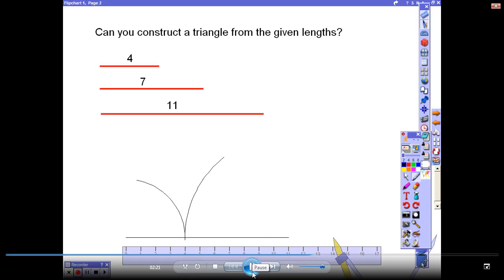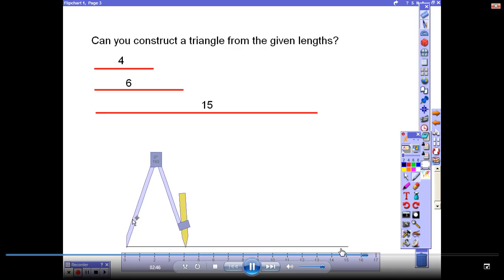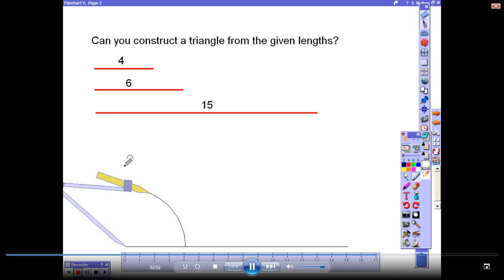Now, the last type of problem that I want to look at with you guys has these side lengths: 4, 6, and 15. Will those 3 side lengths form a triangle? I think most people when they look at this will understand that it's not going to form a triangle, but let me prove it to you if you're a skeptic. This compass setting is at 4, and all these points along that arc are 4 units from that endpoint. I'm going to do the same thing from the other endpoint, but make it 6 units long.